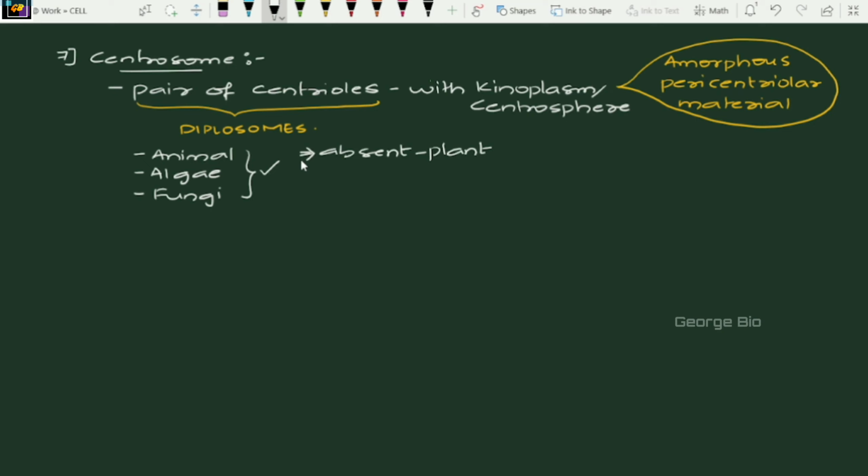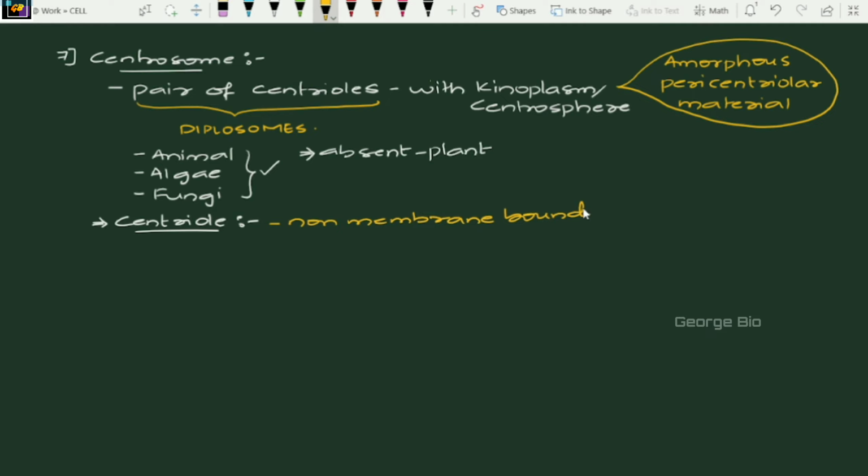Okay, let's look at the structure of centriole. We said centrosome is made of centriole. So if you study the centriole, that will be the structure of centrosome also, but twice, taken in a perpendicular connection. Now this centriole is a non-membrane bound structure.